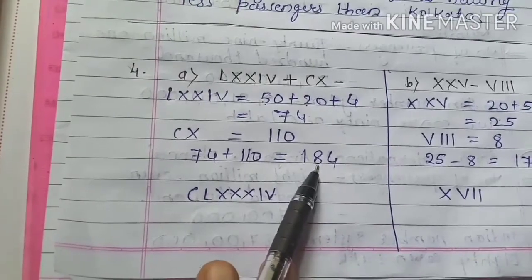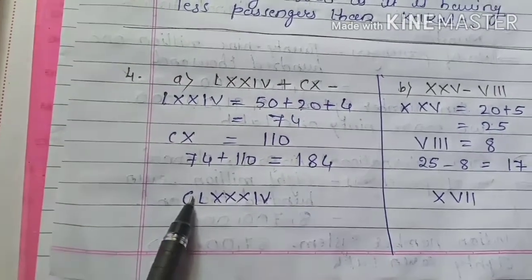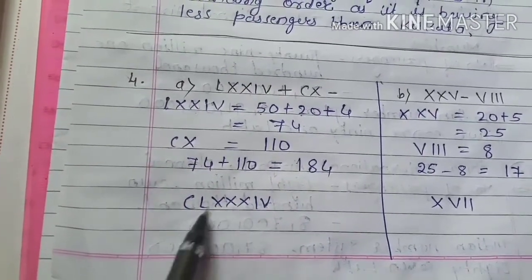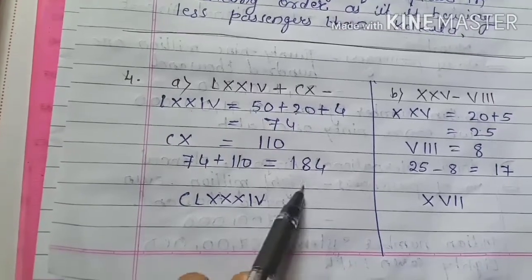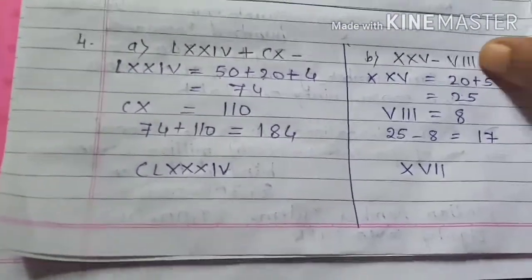Again, convert this Hindu-Arabic number into a Roman number. C means 100, L means 50, then 60, 70, 80. This is 180, and IV means 4. So here is our answer. In a similar way we have to solve the second question.